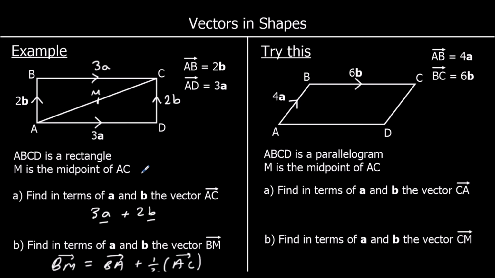And one for you to try. This time we've got a parallelogram, but it's the same thing. So find in terms of a and b the vector C to A. So from C to A, I can go backwards along a 6b, so minus 6b, and then backwards along a 4a, so minus 4a.